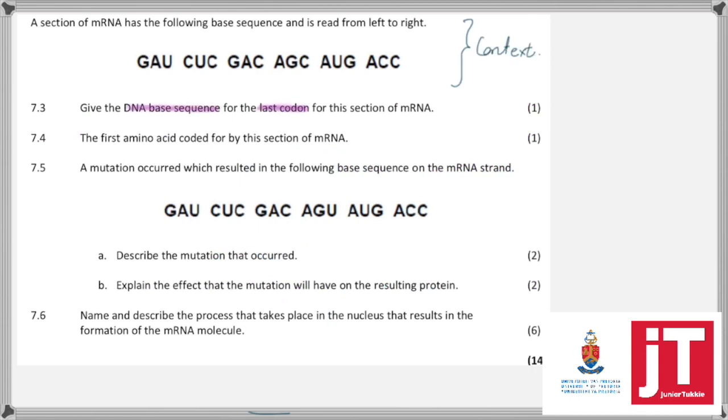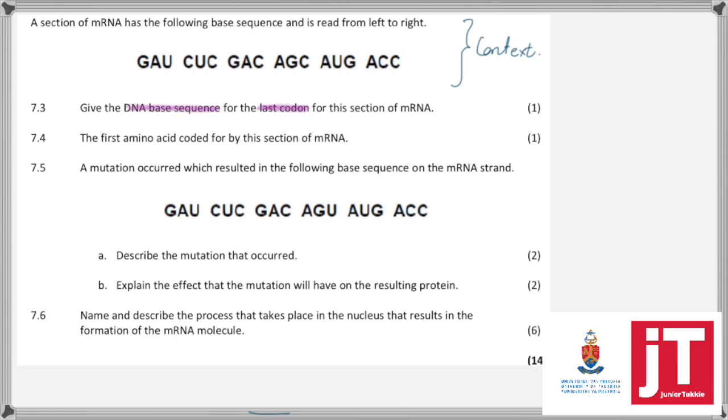So here we've got a little bit more context as we move through the questions. A section of mRNA has the following base sequence and is read from left to right. So here we've got GAU, CUC, GAC, AGC, AUG, and ACC. This is my section of mRNA from left to right. Now let's look at question 7.3 when I relate it back to the context that I've just been given.